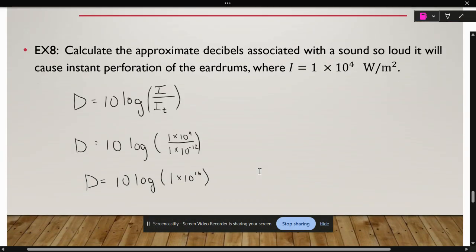So going back to what we have here, you'll be able to plug that into your calculator. 10 log 1 times 10 to the 16th. And then you'll get your answer of 160.